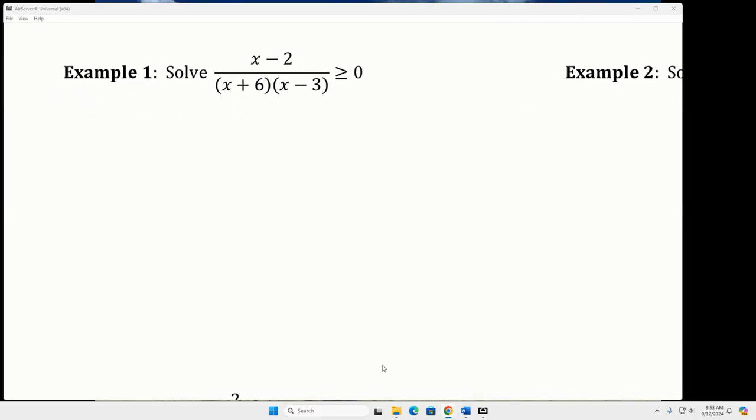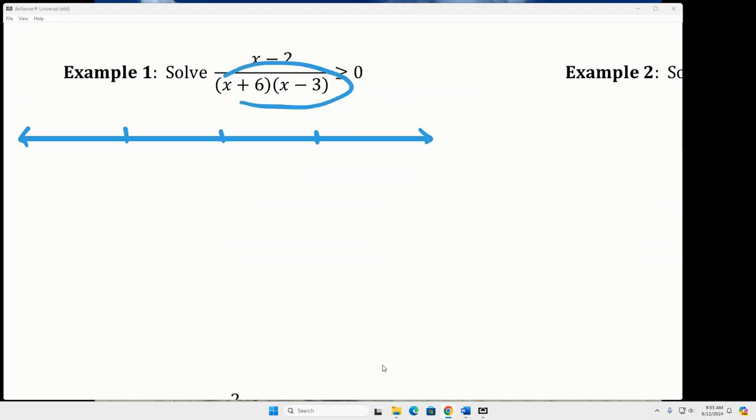Okay, so I'm just going to start off with drawing the number line. And then how many values am I going to need to label on here? 3. So 1 for each number where the function is undefined, which is going to come from the denominator, and then 1 from the numerator. So -6, 2, and 3.